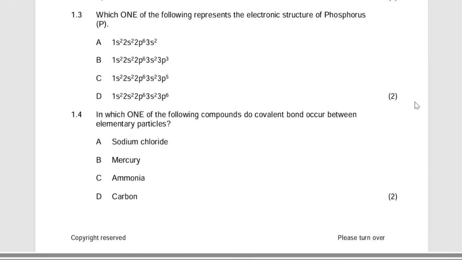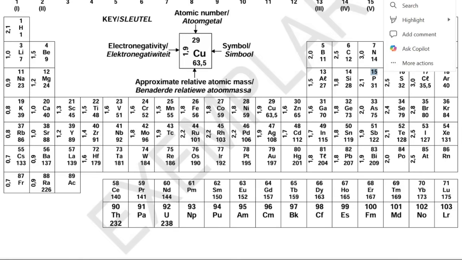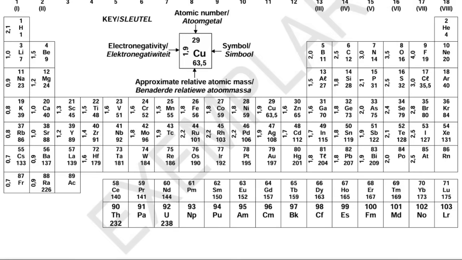Then we are going to move on to 1.3, which reads, which one of the following represents the electronic configuration of phosphorus? So we're looking at the electronic configuration of phosphorus, right? For us to be able to answer this one, what we are supposed to do is go ahead and check our periodic table, and there we're going to find our P. It's P 15, sorry, 15. So this is the phosphorus that you're looking for.